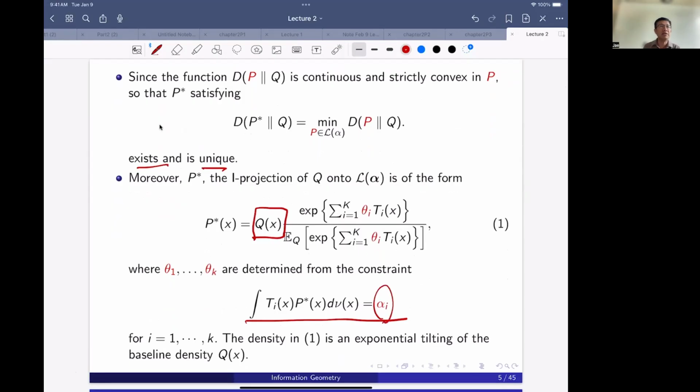You can see that there's a one-to-one correspondence between the parameter zeta and the parameter alpha, right? Parameter alpha is a mean parameter or expectation parameter, and parameter zeta is called the canonical parameter or natural parameter. If you change alpha, then zeta will change.